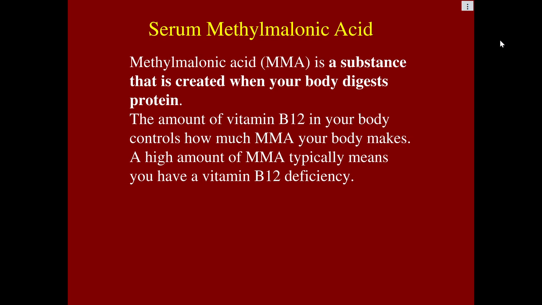So we talked about serum methylmalonic acid, the MMA. Apart from homocysteine, MMA is a substance that is created when your body digests certain types of proteins. Therefore, the amount of vitamin B12 in your body controls how much MMA your body makes. So high methylmalonic acid typically means that you have vitamin B12 deficiency.